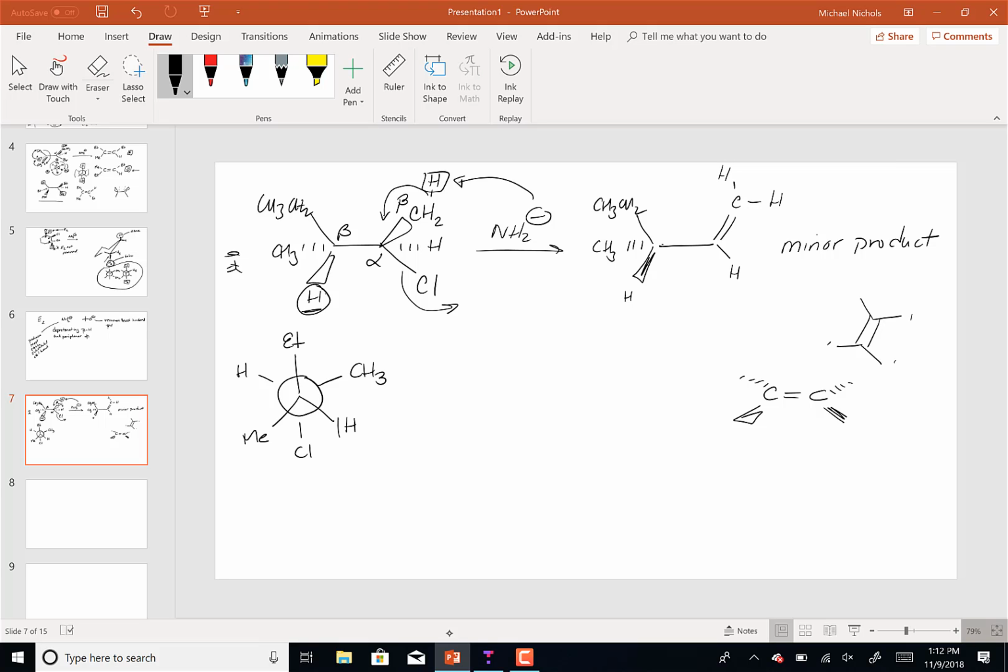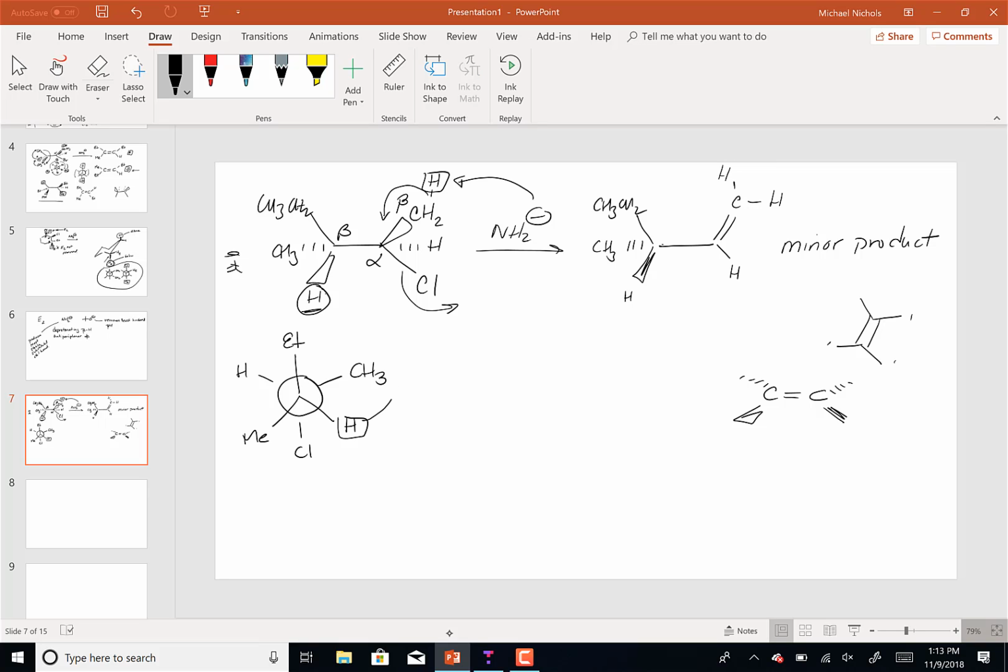So this hydrogen must become anti-periplanar to the chlorine. Now you can do this rotation in either the sawhorse or the Newman projection, whichever one works for you. So I'll do it both ways, and I'll start with the Newman projection.